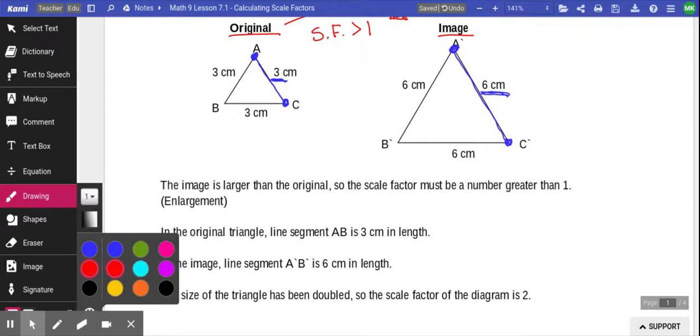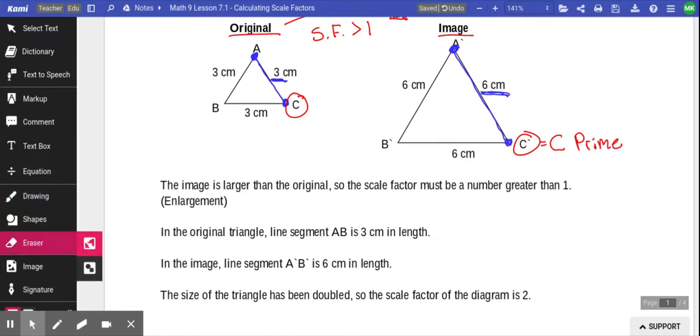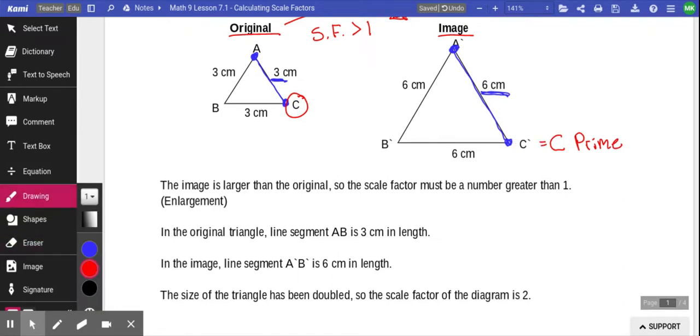You might notice this notation a lot. So if you look at my corners, I have corner C over here and then corner C with a little apostrophe. I call that C prime. Okay, that's what that apostrophe means. I just call it prime. So this would be A prime. This would be B prime. That's how I describe the apostrophe.